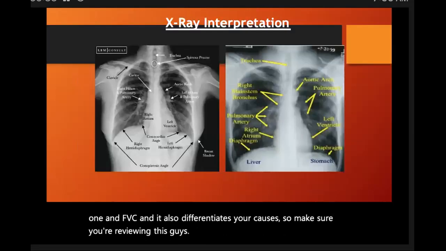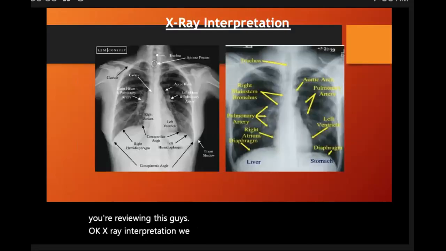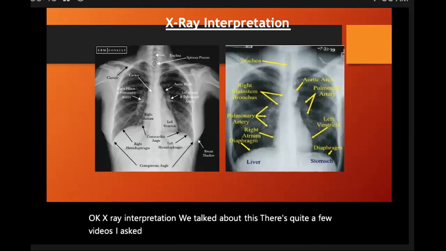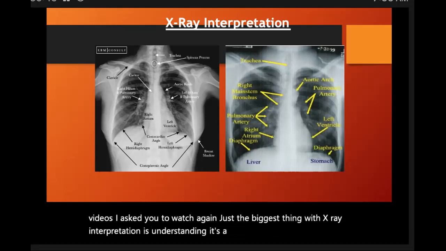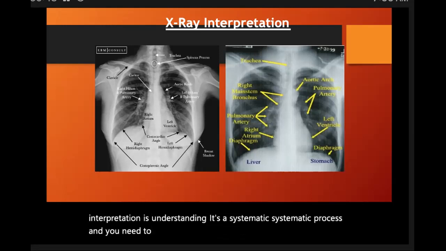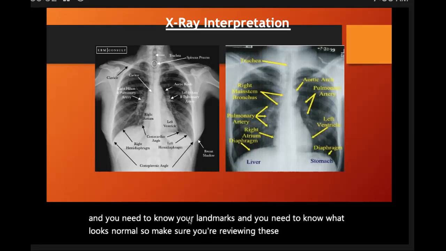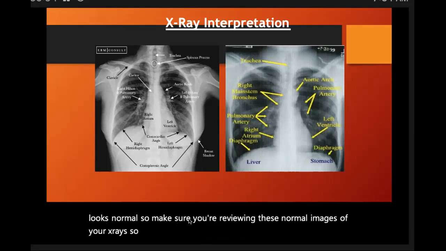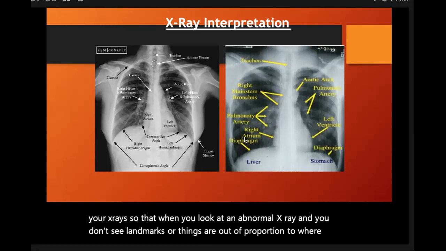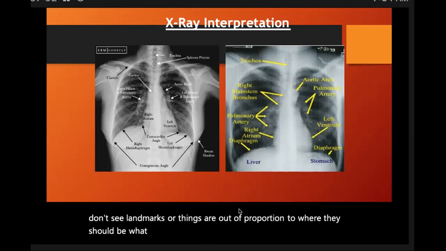Okay, X-ray interpretation. We talked about this. There's quite a few videos I asked you to watch. Again, just the biggest thing with X-ray interpretation is understanding it's a systematic process. And you need to know your landmarks, and you need to know what looks normal. So make sure you're reviewing these normal images of your X-ray, so that when you look at an abnormal X-ray and you don't see landmarks, or things are out of proportion as to where they should be, you know what you're looking at and why it's in the wrong place.